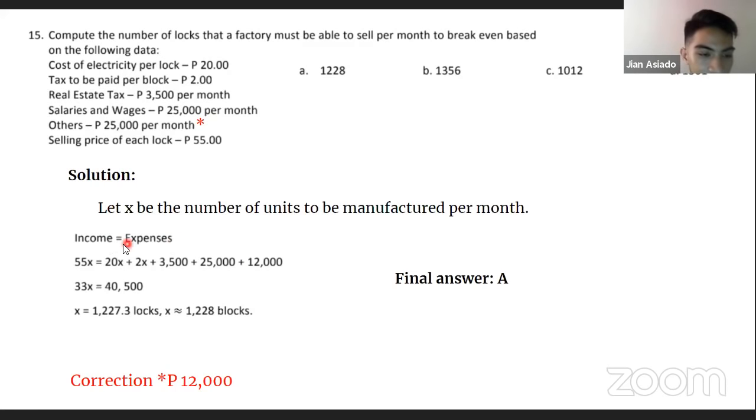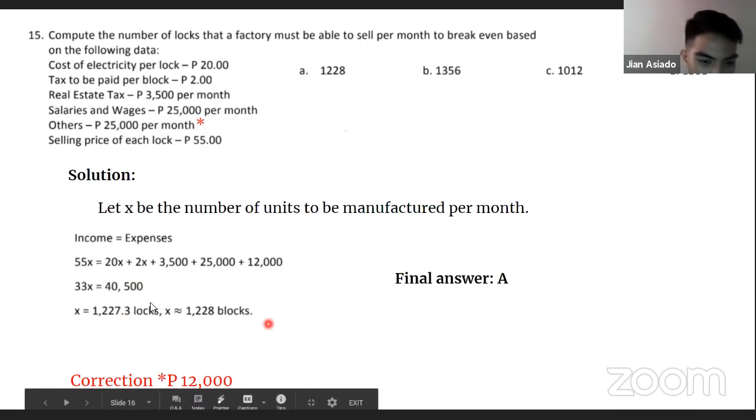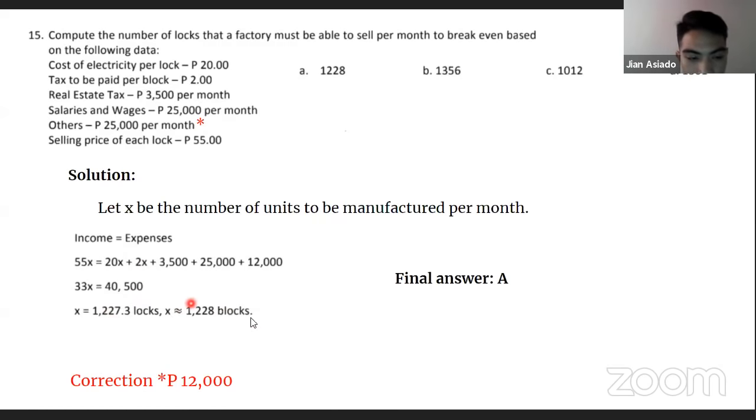So, ayan, income is equal to expenses. Ito yung income mo. Okay, yung correction natin dito, itong others ay 12,000. Yun yung nakalagay sa handbook nyo, dun sa manual na pinamigay. But then, dito sa slides na to, we conduct the operation, and then X is equal to 1,228 blocks. Okay, so that's just number A. Letter A.